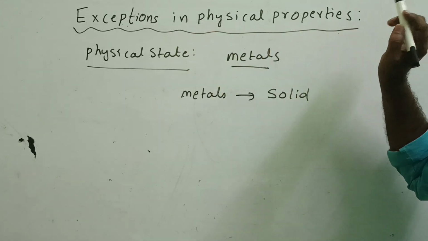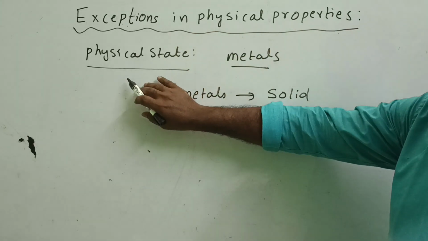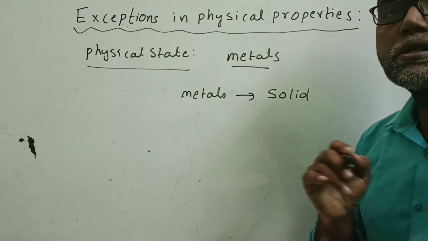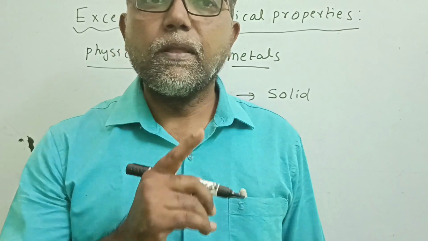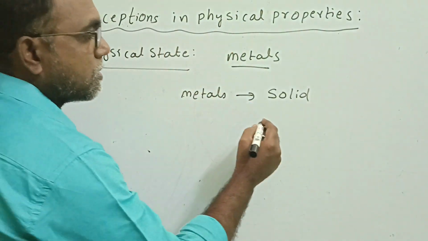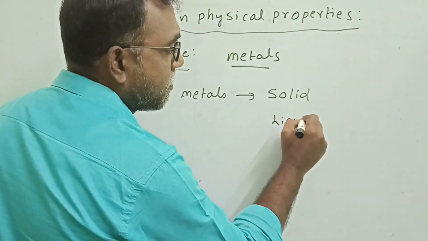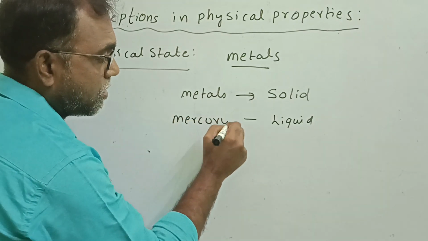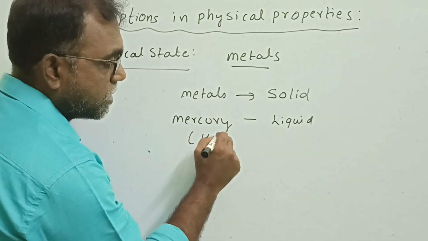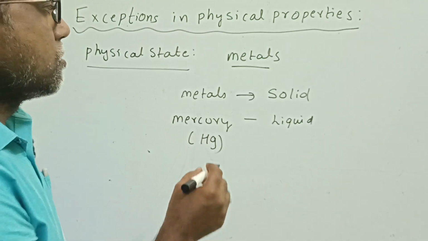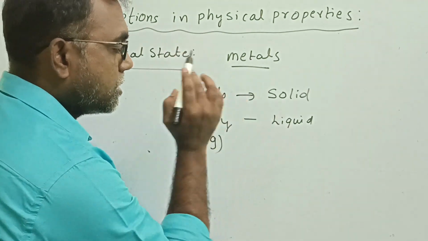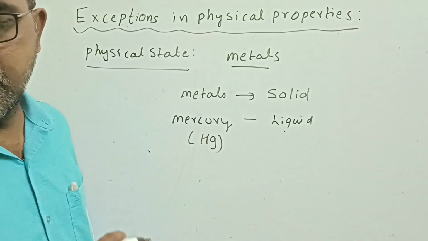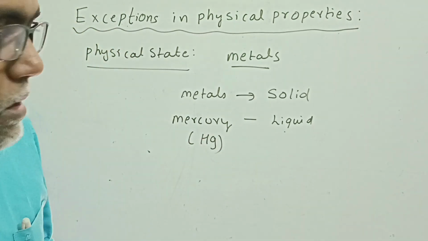Exception in physical properties. First topic is physical states. Basically, metals are solids. Metals are solid in nature except one metal, that is liquid in nature. Which metal? Mercury. Symbol is Hg. So under metals, all metals are solid in nature except mercury, which is a liquid metal. Mercury is a liquid metal.